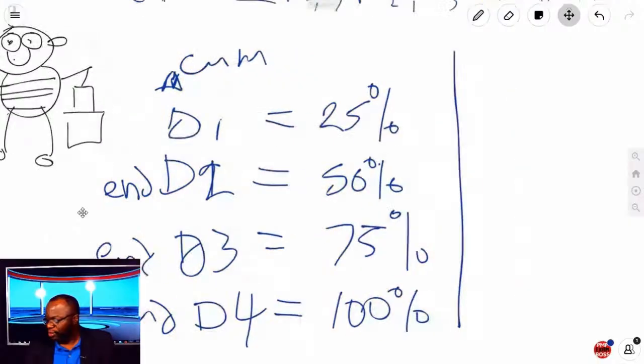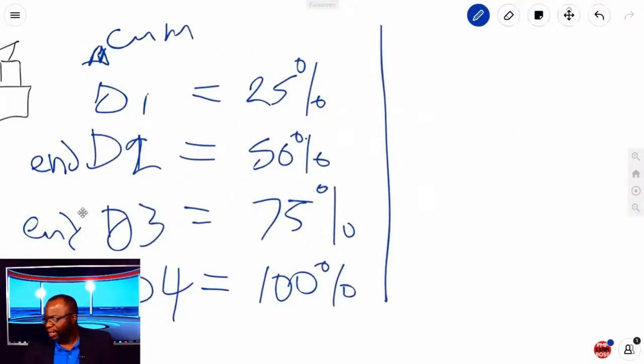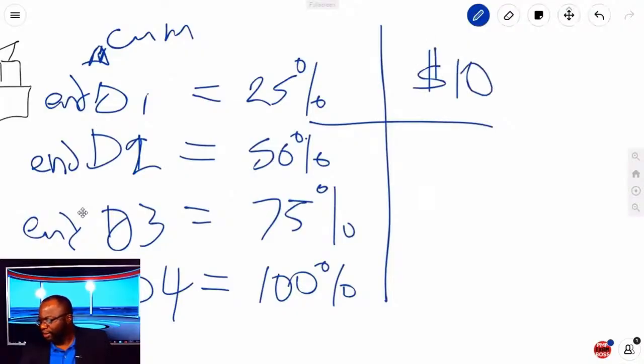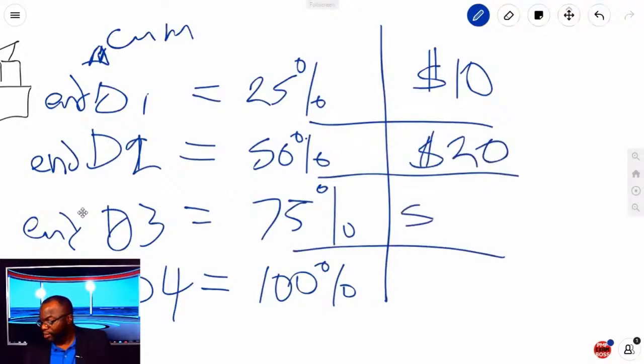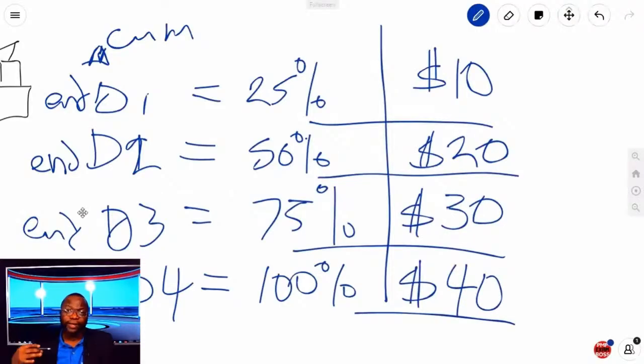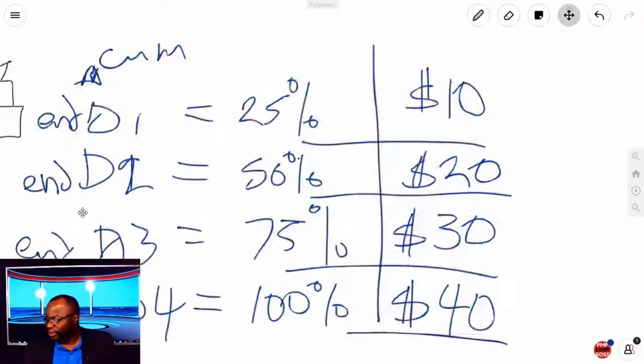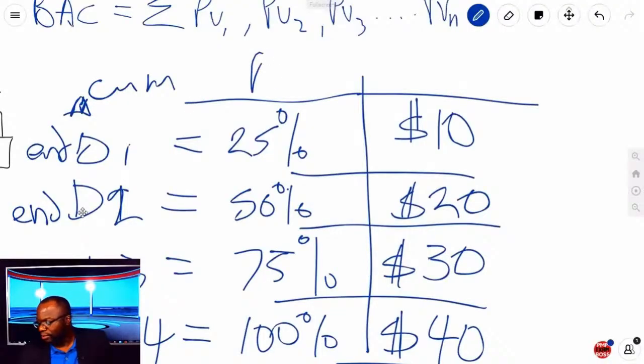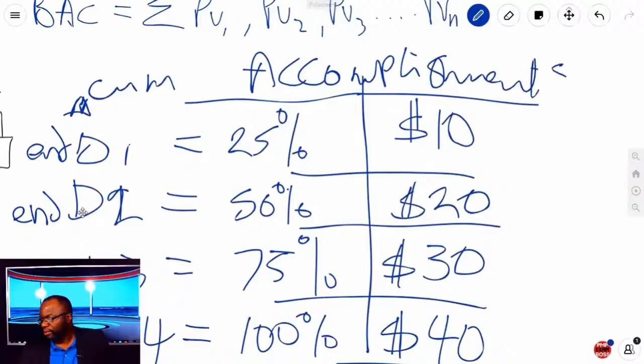And if you look at milestones of cost in a cumulative fashion, at the end of day 1, he should have spent $10. At the end of day 2, $20. At the end of day 3, $30. And at the end of day 4, $40. Remember, I'm talking cumulative, and that's why I'm saying by the end. So the plan is that by the end, these would have been his accomplishments, either in percent or in dollars.